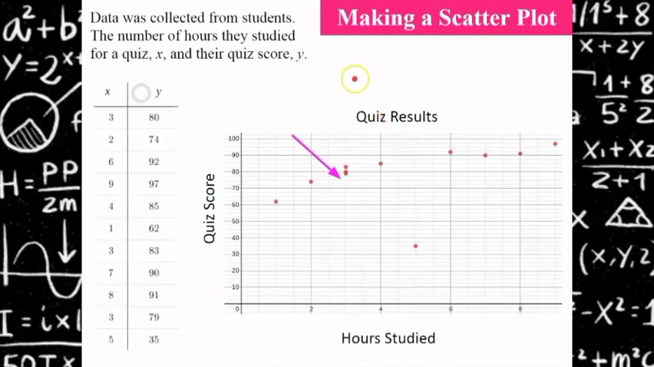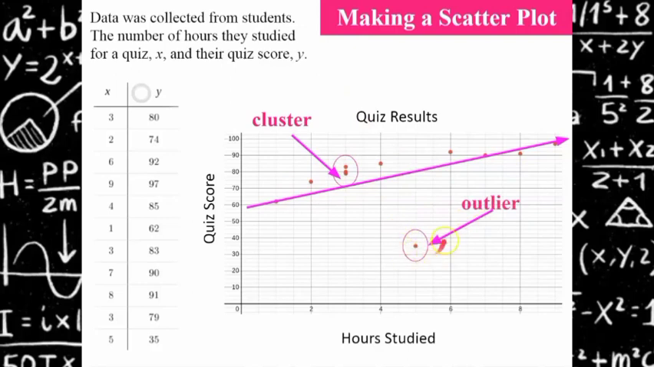You'll be asked to make scatter plots. Here's some data that was collected from students: the number of hours that they studied for a quiz and their quiz score. So I graphed the data to see if there was any correlation. You can see that I have a cluster here. There's 3 data points here, whereas all the others are pretty spread out.